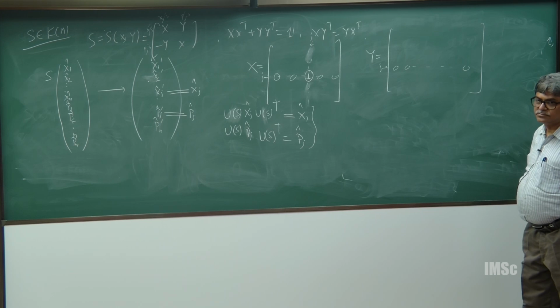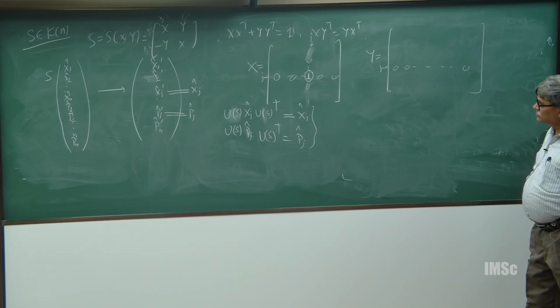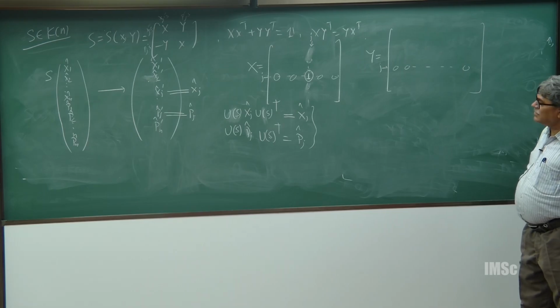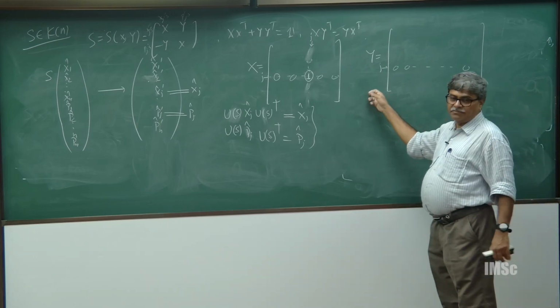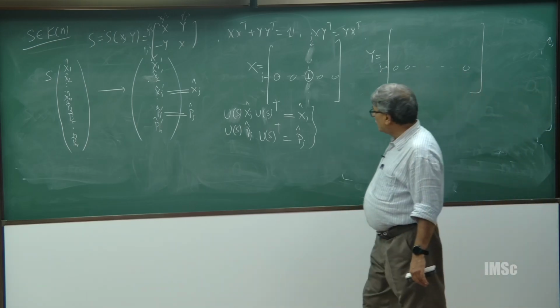So for 2 cross 2 we can say take x as sigma z and y as sigma vector. Those conditions are satisfied, right? Yes. So such an s, x, y, I think we can take, right.